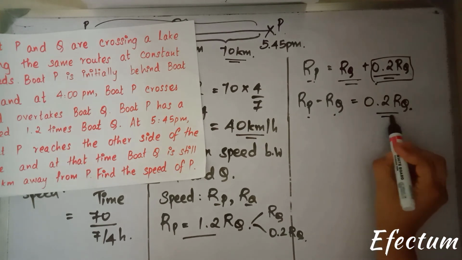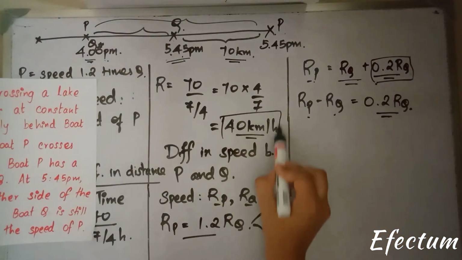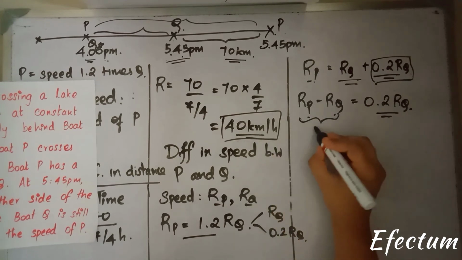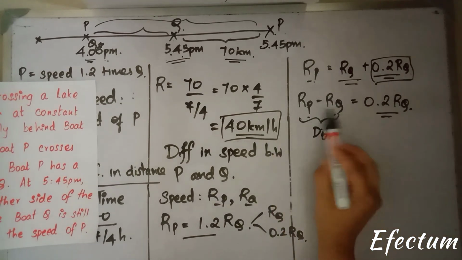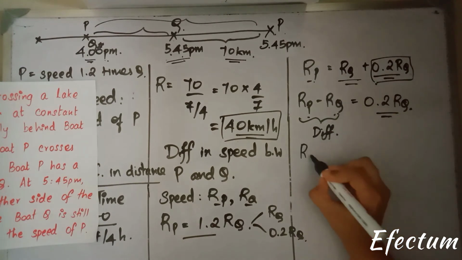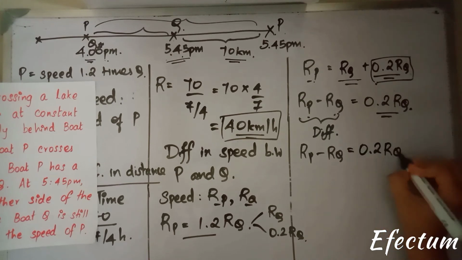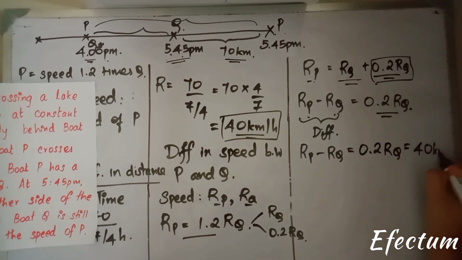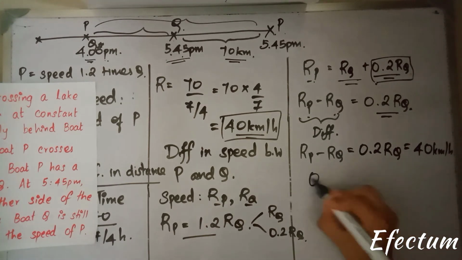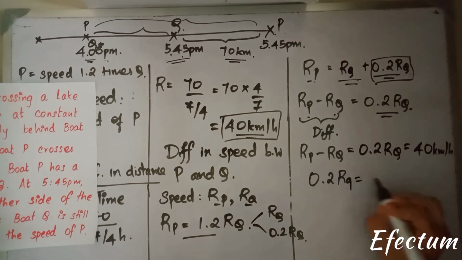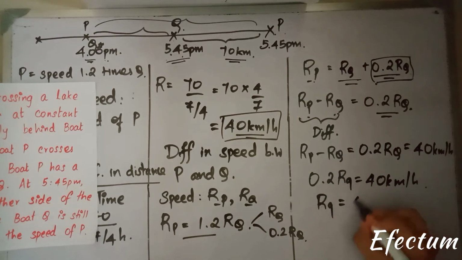Now what is 0.2 RQ? We have found out that the difference in speed is 40 kilometers per hour. This is the difference in speed. So we can equate RP minus RQ is equal to 0.2 RQ, and that is equal to 40 kilometers per hour. From here onwards, we can solve it easily. 0.2 RQ is 40 kilometers per hour. So the speed of Q will be 40 by 0.2, and this gives us 200 kilometers per hour.